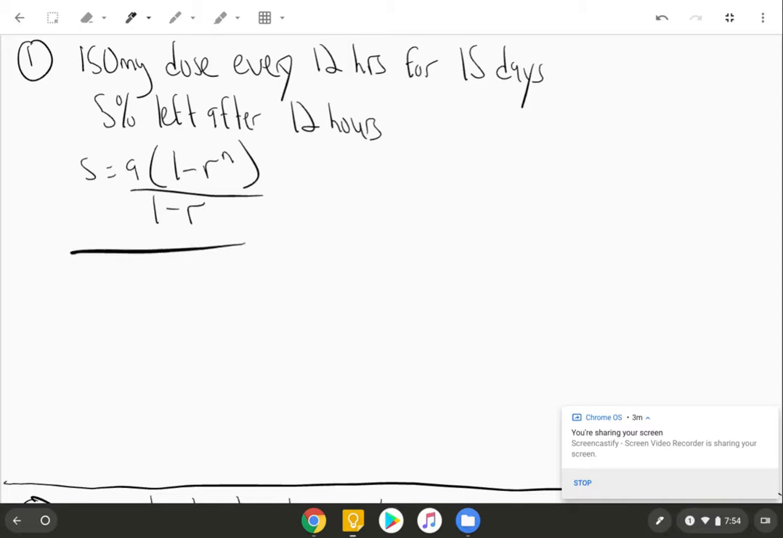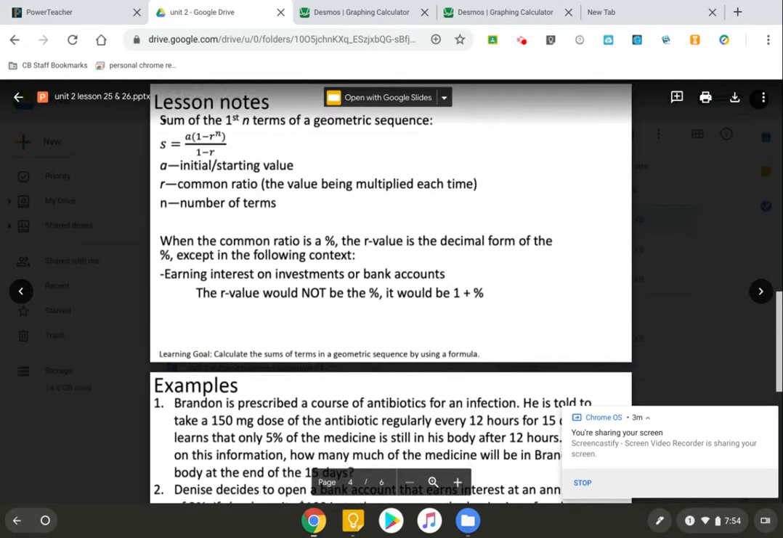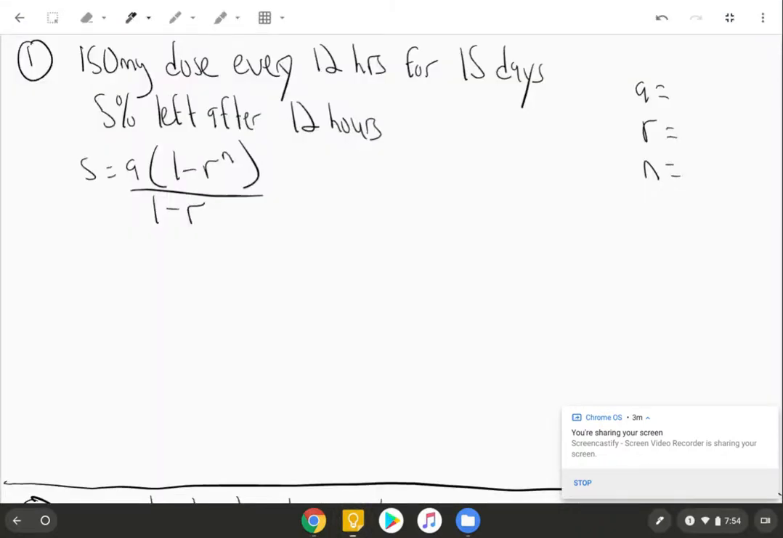So here's our formula. Now, whenever I use a formula, whether I know the formula or I don't, I always like to identify what my variables are, so I know what numbers to plug in for the different variables. So A, remember, the A value is the initial or the starting value. In this case, it's the medicine that he takes. In this case, that's going to be the 150 milligram dosage that he takes every 12 hours. So our initial value is the 150 milligrams.